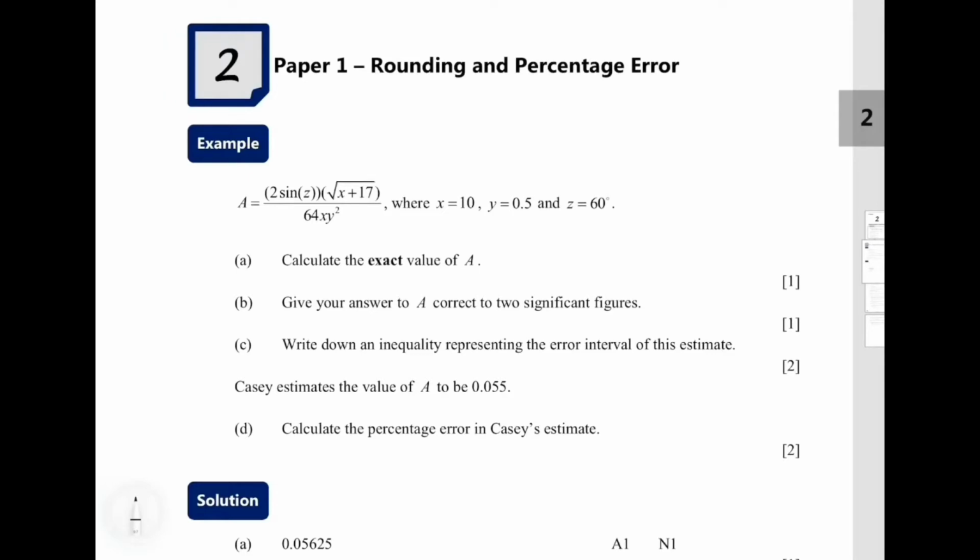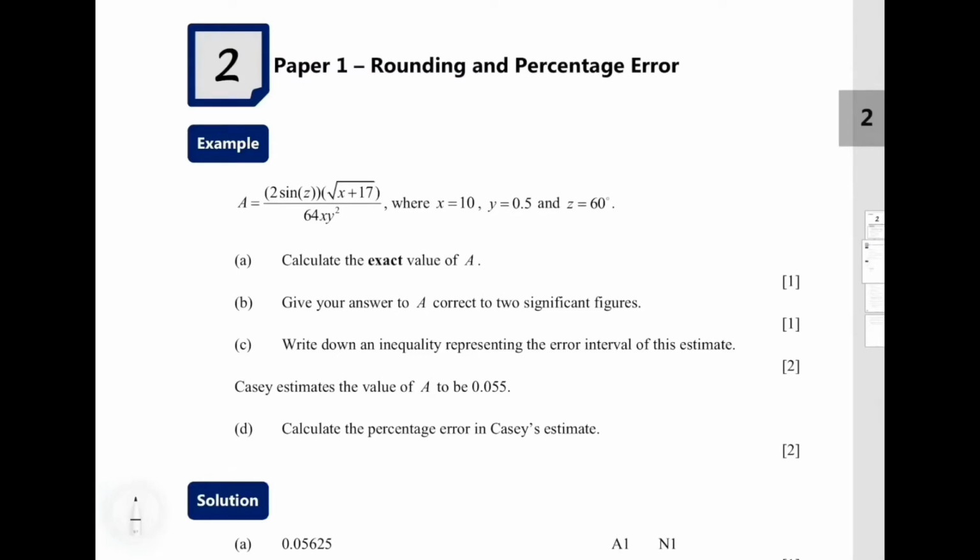At the same time, we are given three values of x, y, and z. So x is equal to 10, y is equal to 0.5, and z is equal to 60 degrees. So for part A, based on those three given values, we are going to calculate the exact value of A.